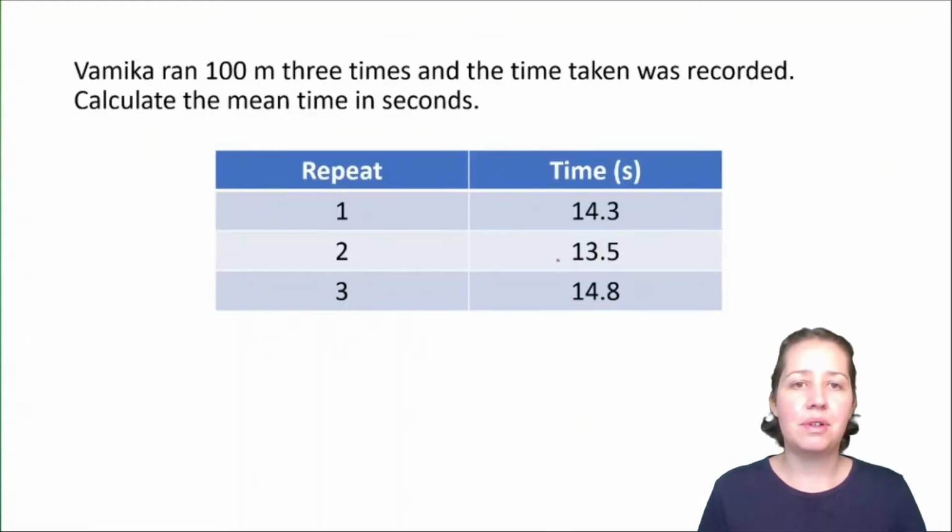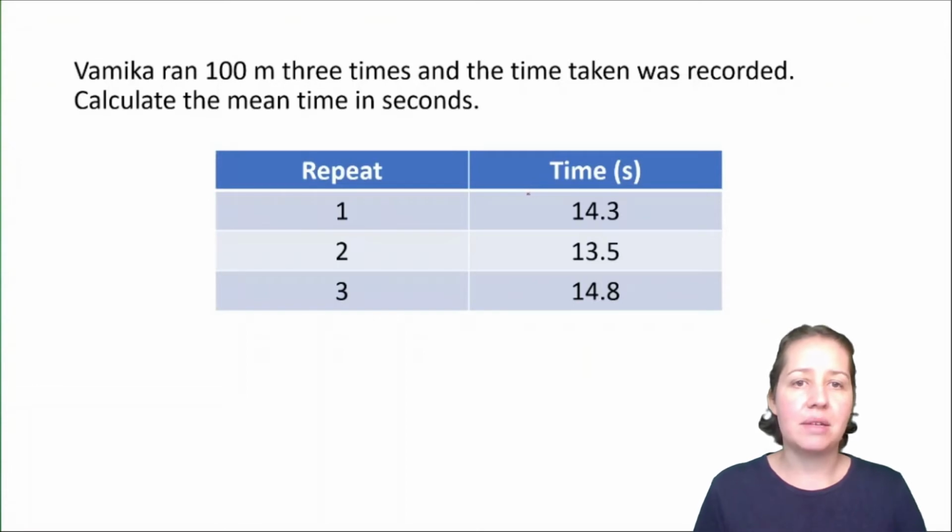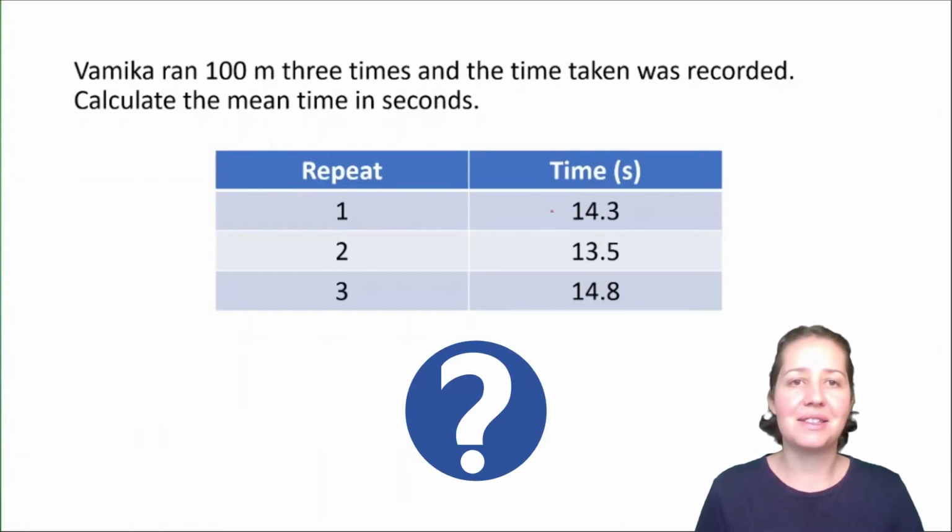So here's an example of a table from which you might calculate a mean. So we're saying that Vamika ran 100 metres 3 times. Each time, the time taken was recorded. So you've got your repeats here, you've got the time for each. I would like you to calculate the mean time in seconds. Pause now.